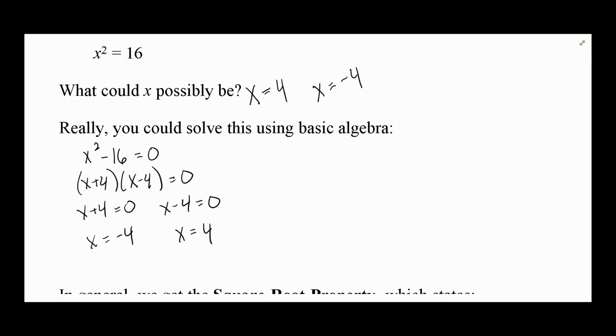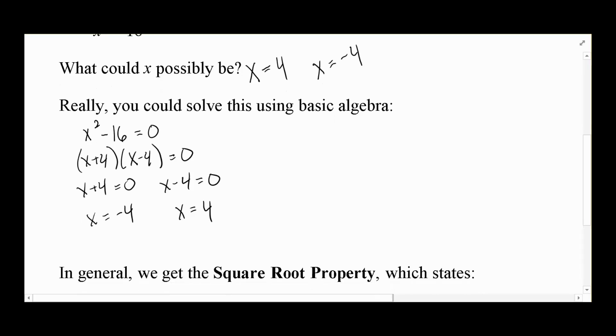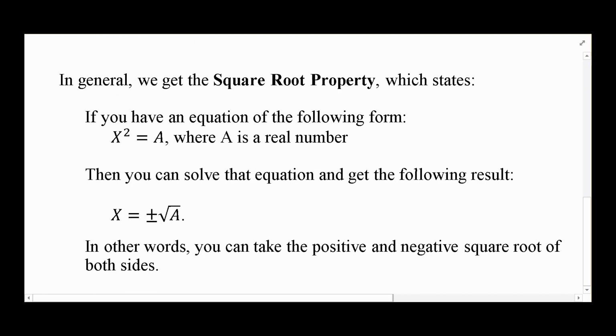But looking at x squared equals 16, how else could we come about the answers of 4 and negative 4? Really looking through the steps that we did, we see that we are getting a positive and a negative answer because of how we factored it, and that those answers are the square root of 16. And that's actually what the square root property tells us. The square root property says, if your equation is in the form x squared equals a number, then we can solve it by saying x equals the positive or negative square root of that number. So in other words, you can take the positive and negative square root of both sides.